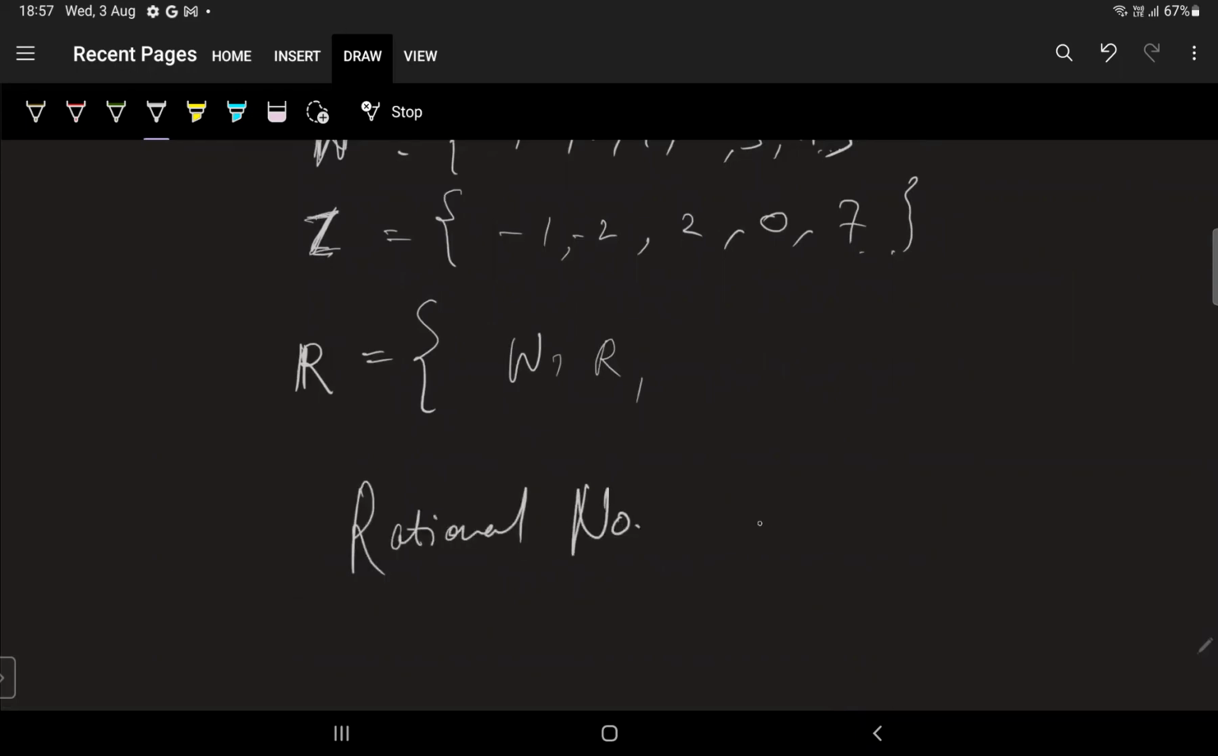A rational number is in P by Q form, right? Any number that can be written as P by Q. That means it will have a numerator and a denominator.